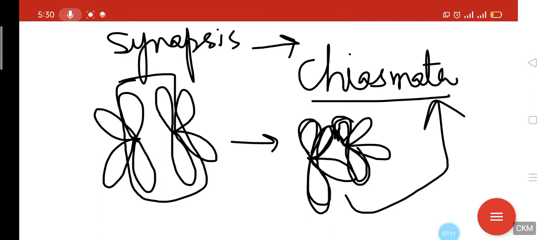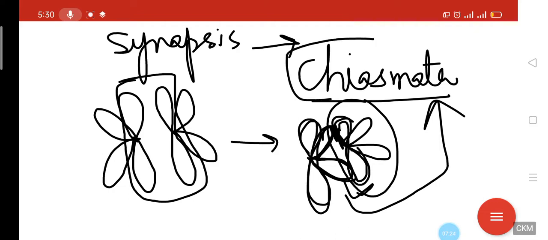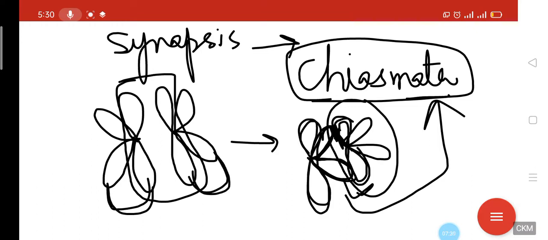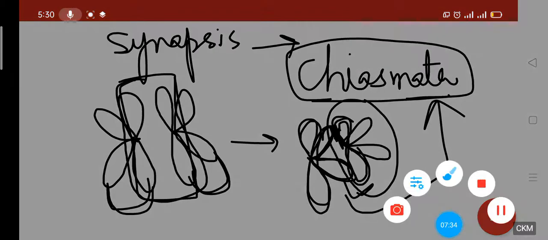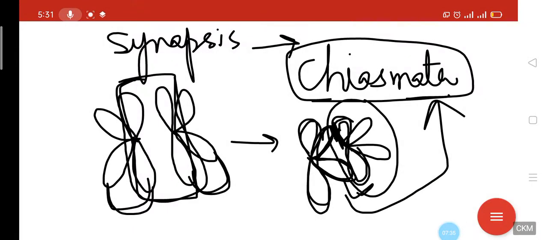This is basically one chromosome and this is another chromosome. The non-sister chromatids join with each other at some specific points, and this joining will be known as a chiasmata. These are two sister chromatids and these are two sister chromatids, and these are non-sister chromatids.